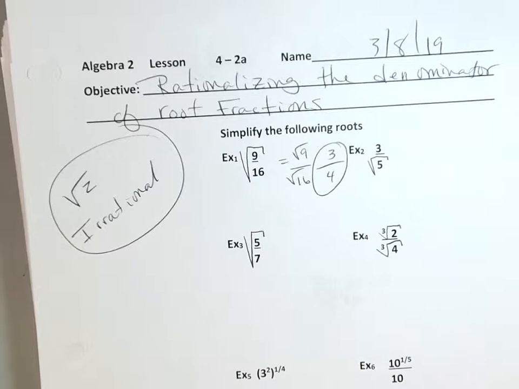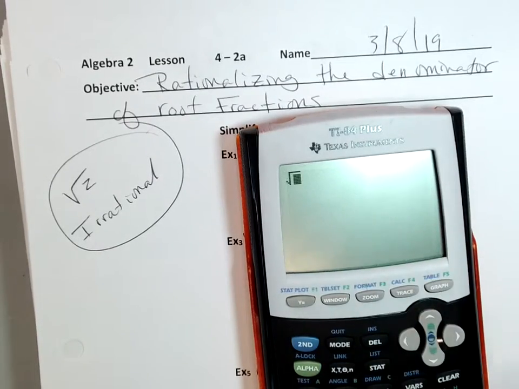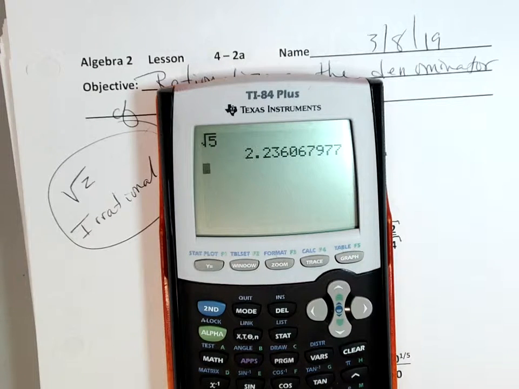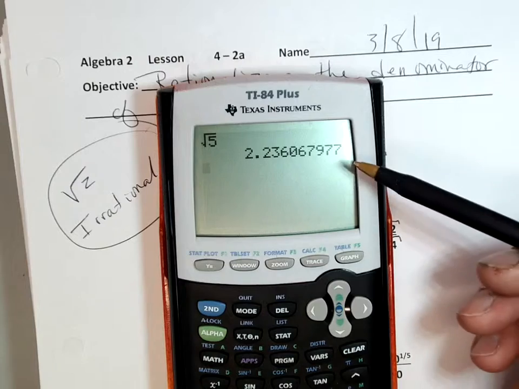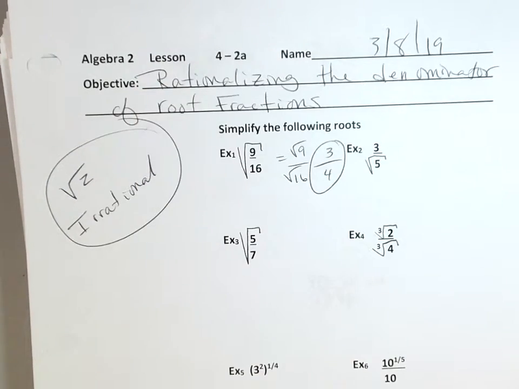Now, example 2 is a little bit different because there is no square root of 5. In fact, the square root of 5 is an irrational number. If you take a look, the square root of 5 is 2.236067977, and it keeps going on forever. So it is an irrational number. So here's how we fix it.